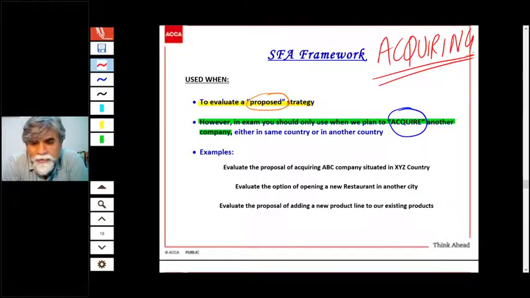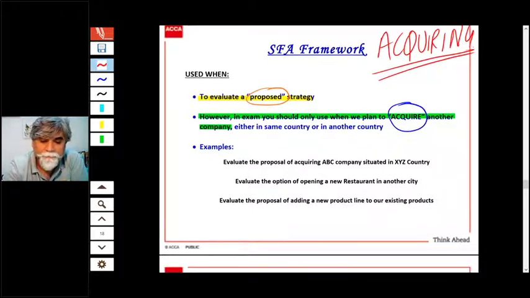But if you don't see this word, say the question asks to evaluate the proposed strategy of me marrying Angelina Jolie. I will evaluate it, but I will not use SFA because I did not see the word acquiring. So restrict yourself to SFA only for acquisition related questions. For all other scenarios of proposed strategies, you can do a common sense pros and cons rather than getting stuck in SFA. Am I clear?